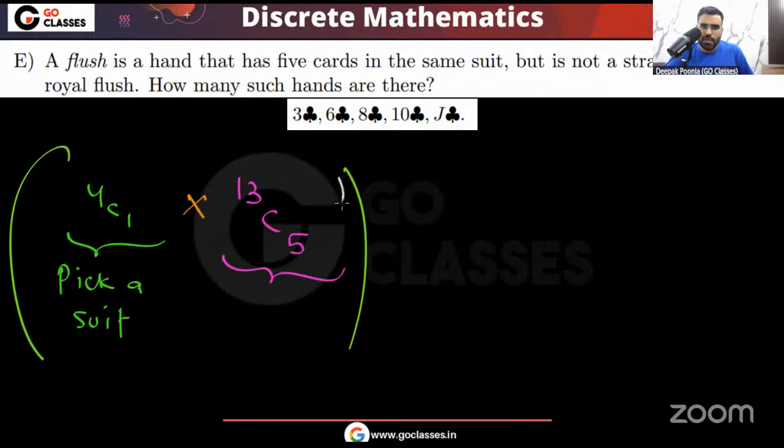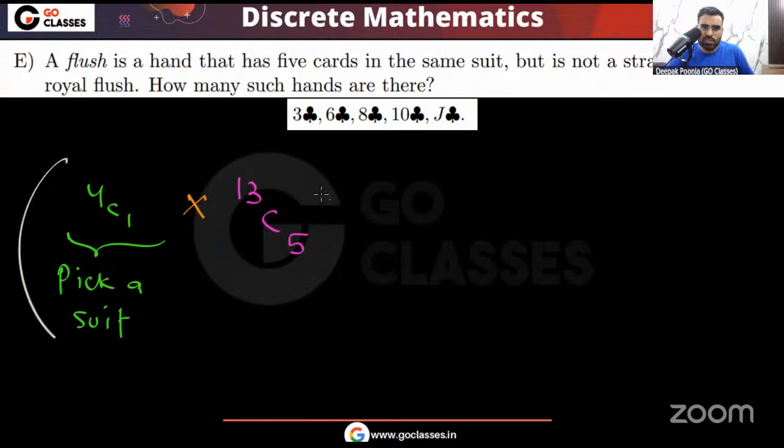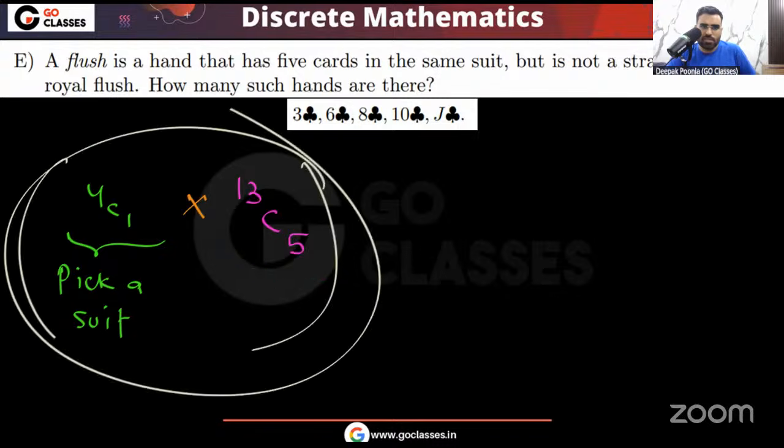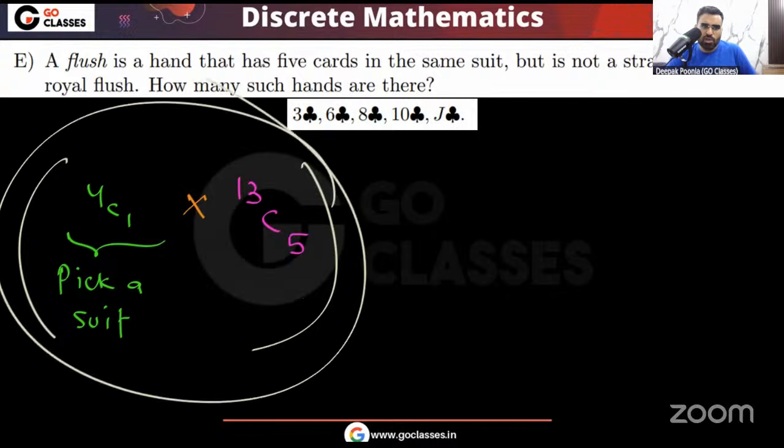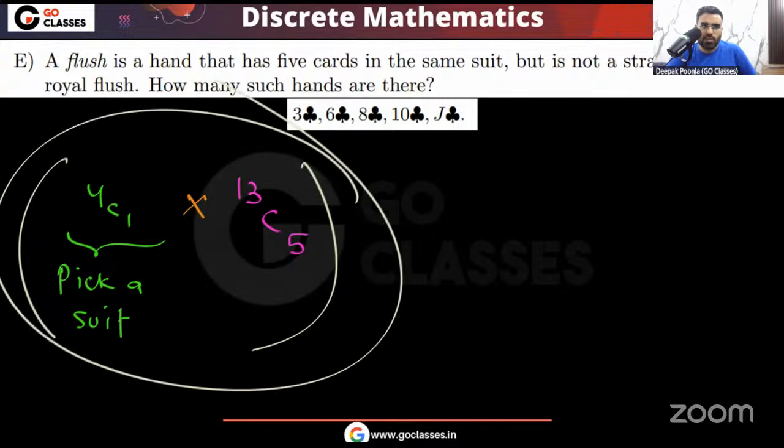Then maybe it might be possible that you are choosing five consecutive values, or maybe you are choosing a straight flush, or maybe you are choosing a royal flush. Do you agree with me? See, if you look at this complete calculation, the straight flush and the royal flush are also included. Both are included.